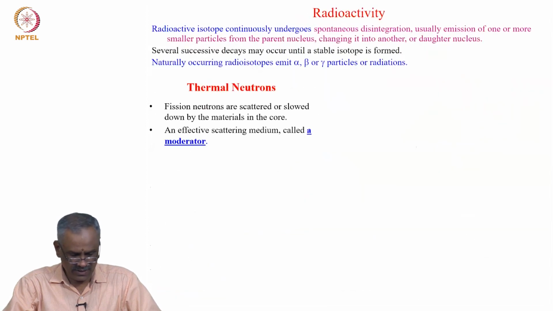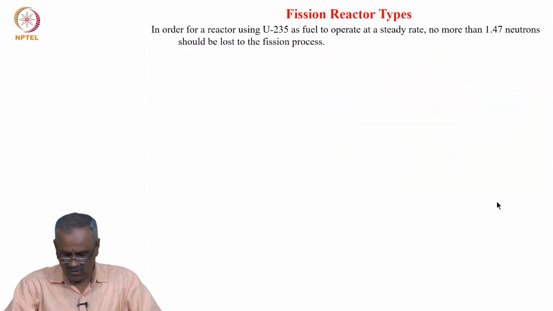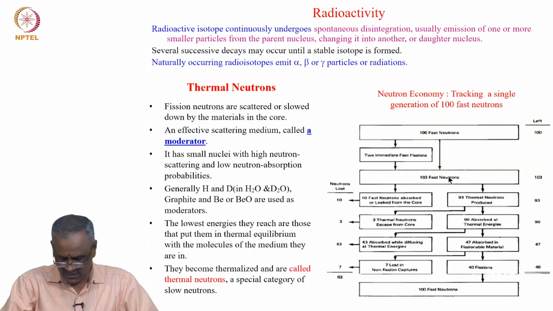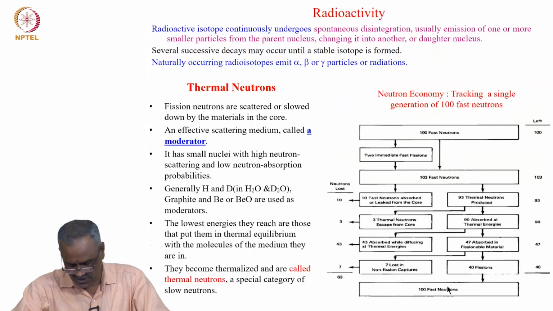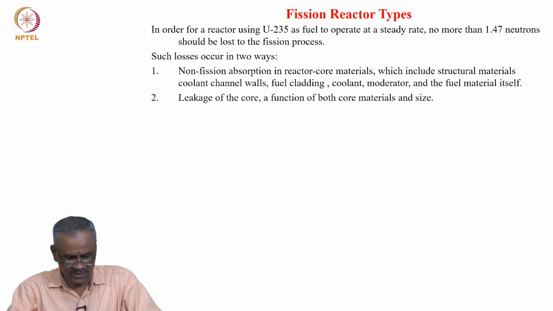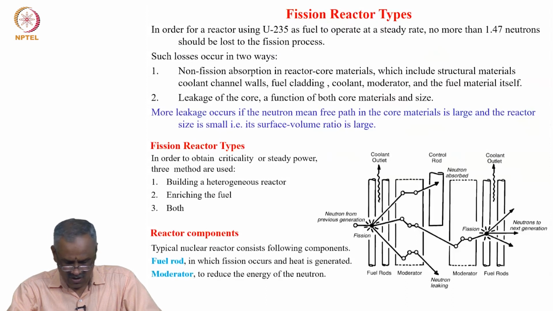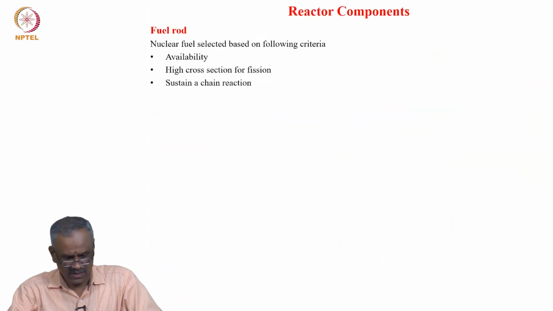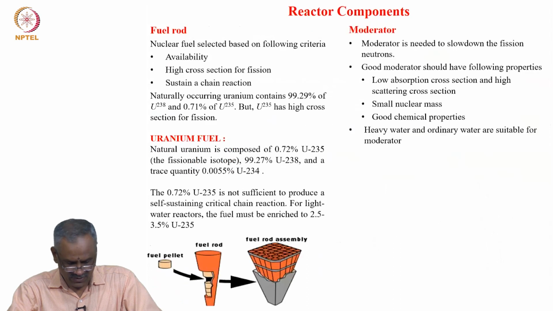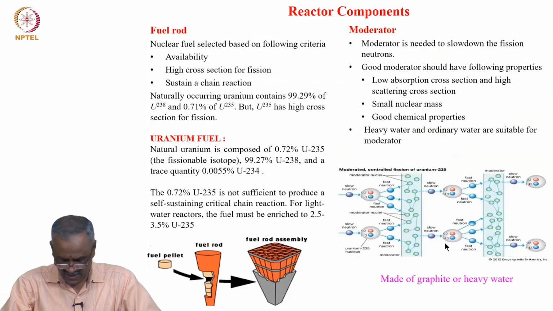So radioactivity, thermal neutrons, we discussed what is the importance of moderator, how the fast neutrons are made into thermal neutrons by a moderator and appropriate reactions. We also discussed the reactor components in the previous class, fuel rods, uranium fuel, and I think we discussed that graphite or heavy water are the moderators.